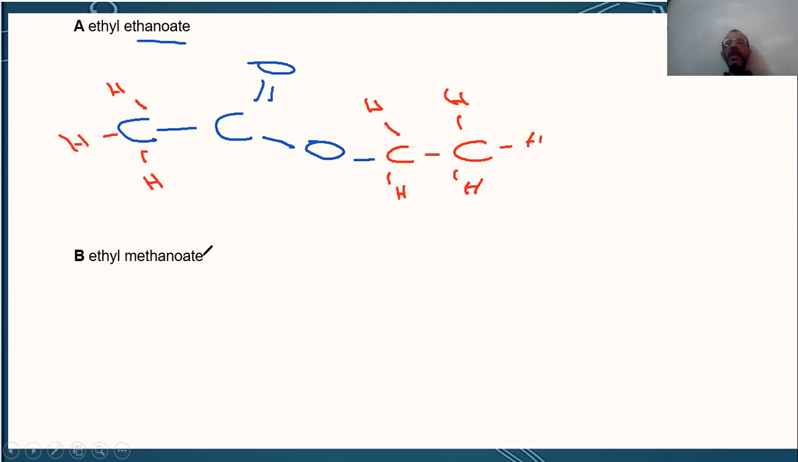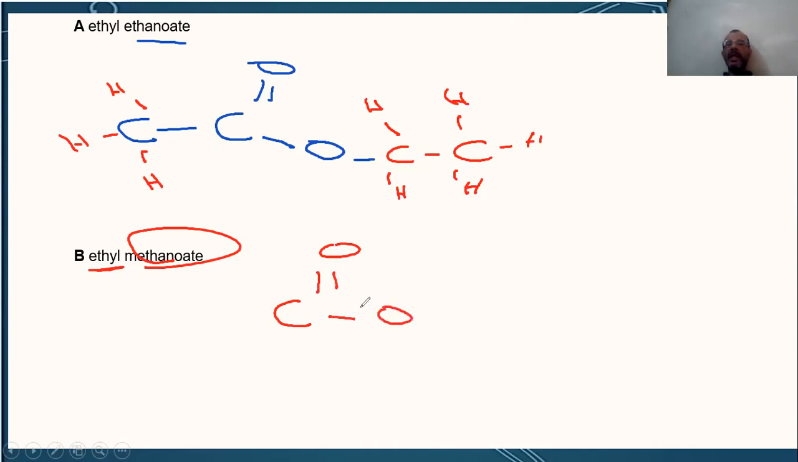Second one, ethyl methanoate. How can you draw this one? Start with ethyl? No, I start drawing with methanoate. Methane means 1 carbon atom. 1 carbon atom, and another 1 carbon atom. And oate means a double bond here, and here 1 oxygen atom.